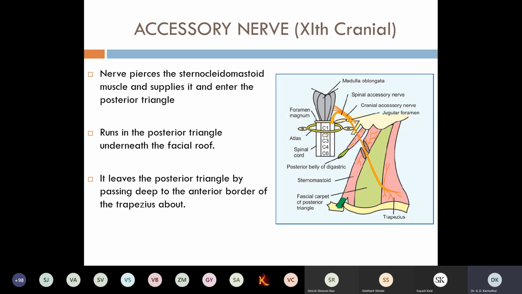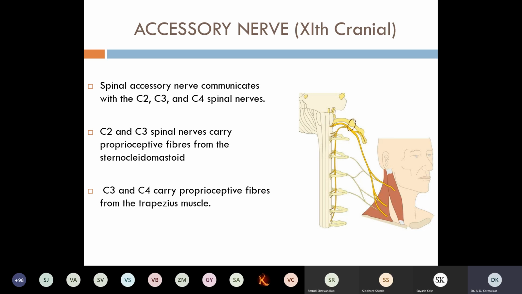Okay, cranial root, it is going along with the vagus nerve, that we see. Okay, one more thing you have to remember, the spinal accessory nerve is going to communicate with C2, C3, and C4 of the spinal nerves. You can see here in the light blue color, C2, C3, and C4, they are going to join with the spinal accessory nerve, and these fibers are going to carry the proprioceptive fibers. These are the proprioceptive fibers for the sternocleidomastoid muscle and the trapezius muscle.